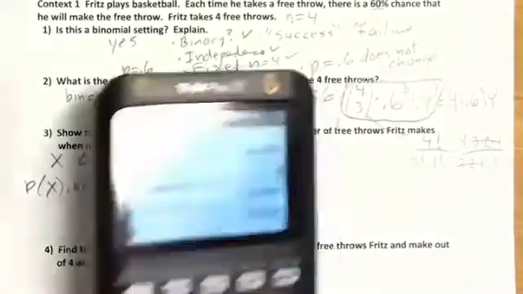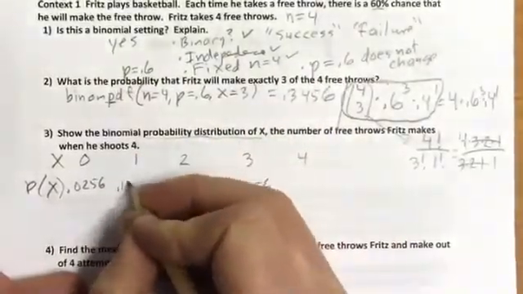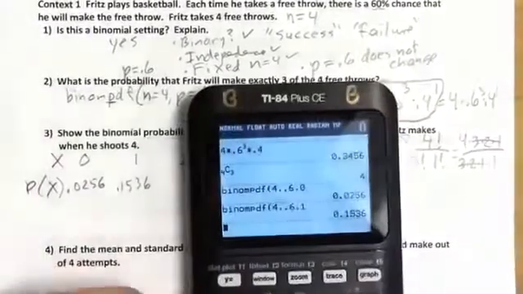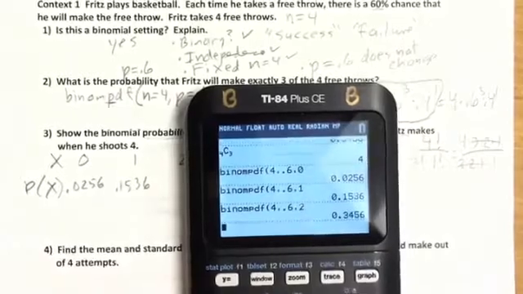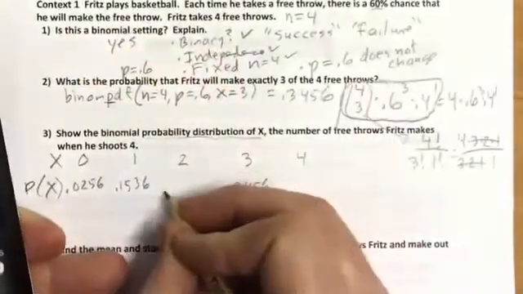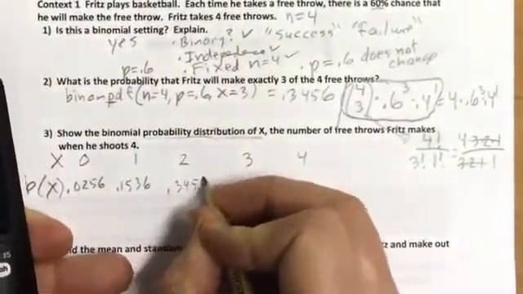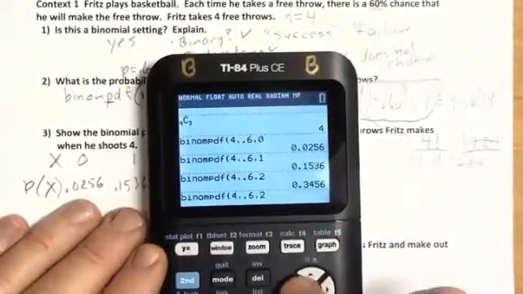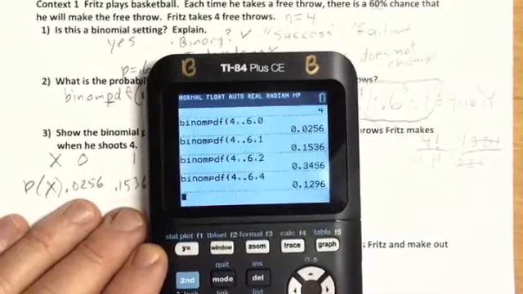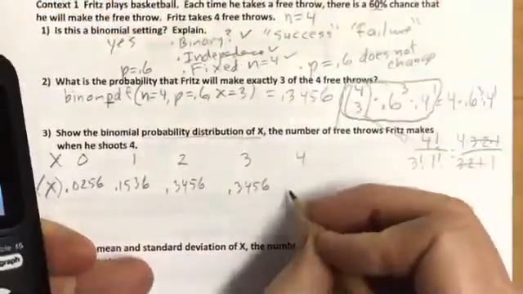And so that's 0.1536. Then I'll arrow up again and replace that with a 2. And so that's 0.3456, which coincidentally is the same thing as 3. And then lastly, I will find the probability he's going to make all 4 free throws, which is 0.1296.